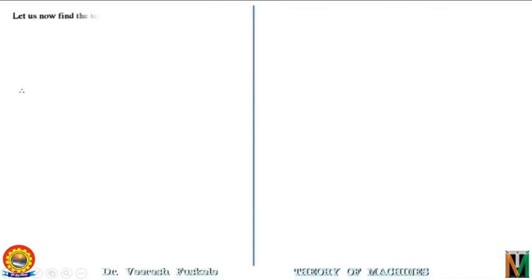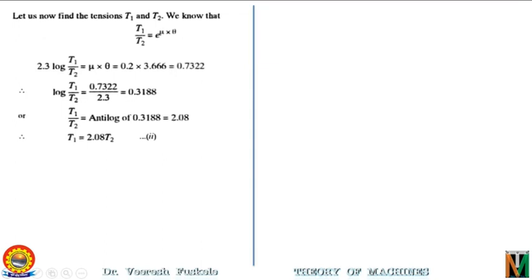Moving ahead, now let us find out the ratio of tensions: T1 upon T2 is equal to e to the power of mu theta. Writing in terms of log, we have 2.3 log T1 upon T2 is equal to mu theta. Mu is equal to 0.2 and theta we have calculated as 3.66. So this gives us 2.3 log T1 upon T2 as 0.7322. And therefore log T1 upon T2 is equal to 0.3188. And this gives us T1 upon T2 is equal to 2.08, and therefore T1 is equal to 2.08 T2. This is our equation number 2.